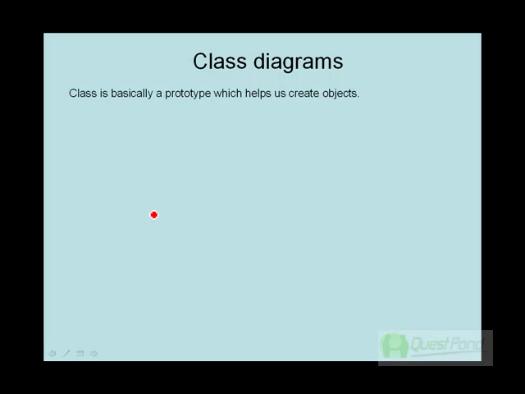So for class, I'll just revise these basic definitions. If you have already done object-oriented programming, then you don't need to really look into this. But in case not, we will just revise the basic definitions. A class is basically a prototype which helps us to create objects. You can say it's like a data type, and by using the data type you can create objects. As I said previously, classes define the static part of a project. They define a blueprint, and from that blueprint objects are created.